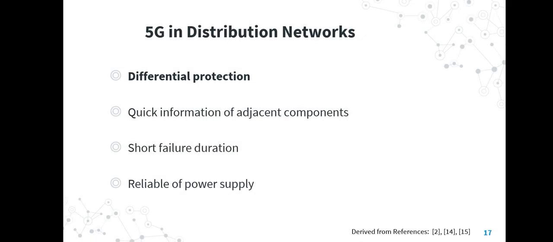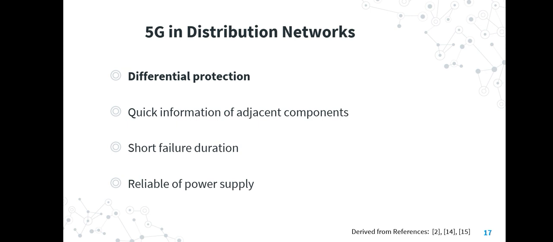Now, how is 5G used in the distribution network? The main purpose of 5G in the distribution network is differential protection. Using 5G, we could implement differential protection in the distribution network, and if we are using 5G technology for this purpose, we can enjoy some advantages. These advantages are given as three pointers. First, we can access quick information about adjacent components, and this information is needed for the latest technologies or home automation and such purposes.